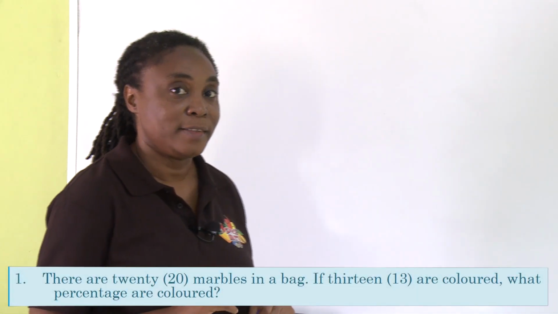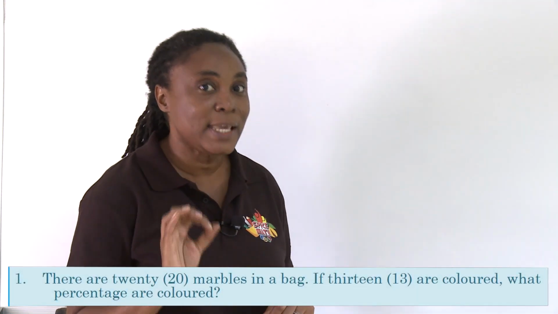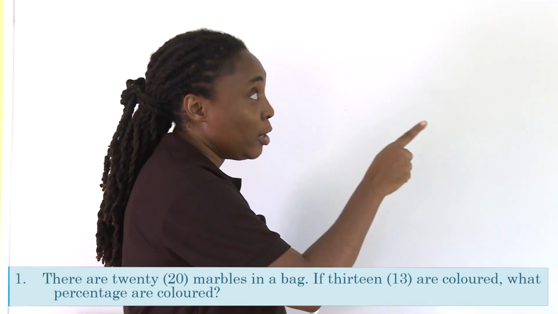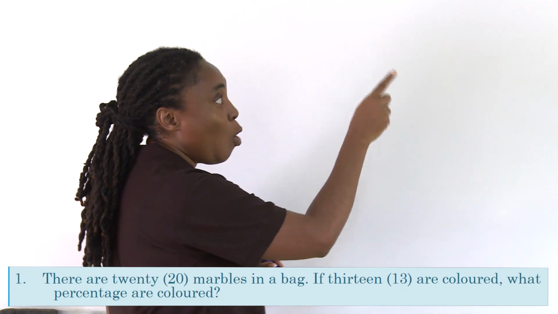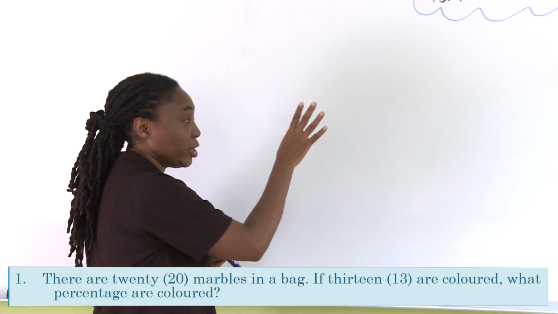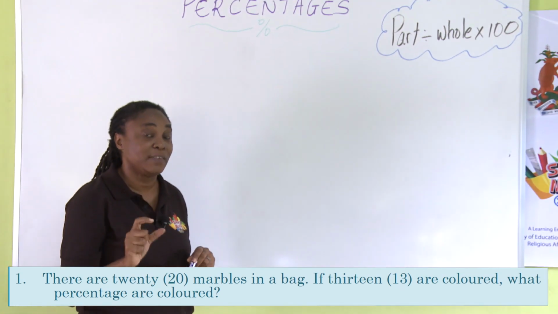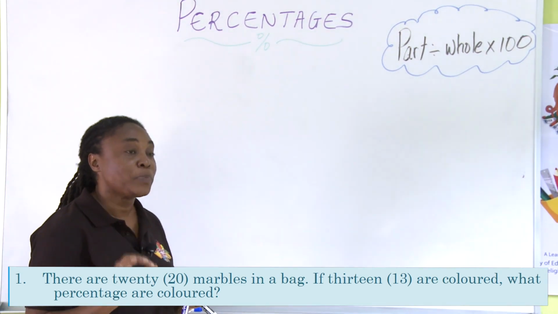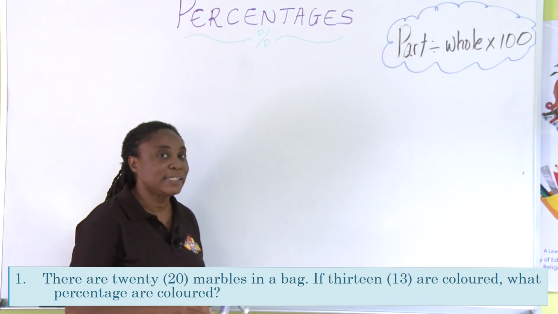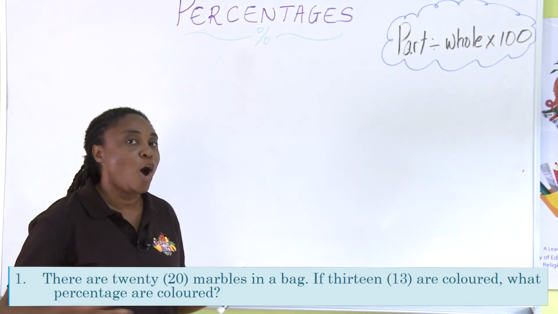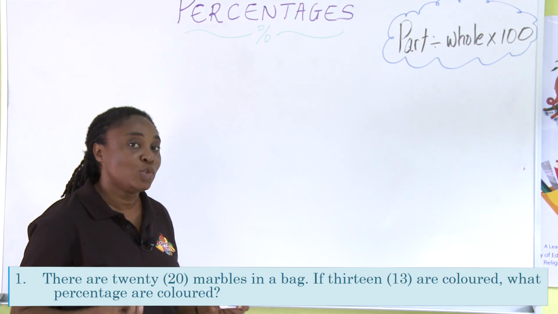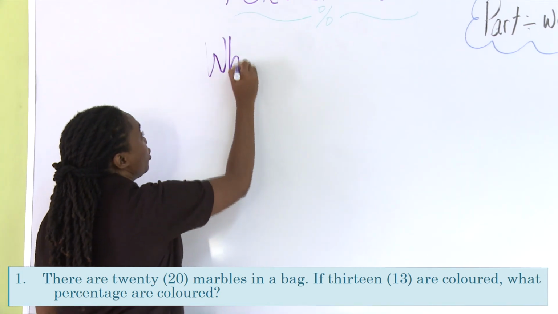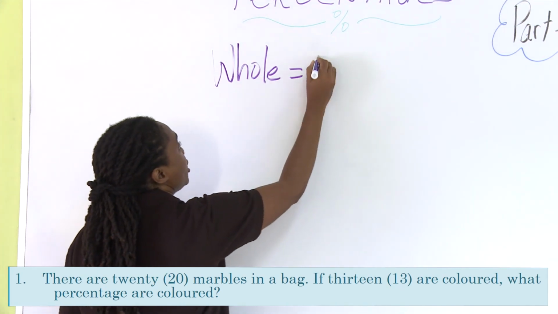Let's examine the question. There are 20 marbles in a bag. Now remember our formula: part divided by whole multiplied by 100. So we have to be able to identify the part and the whole. How many marbles are there in the bag? 20. That will represent our whole. So the whole is equal to 20.